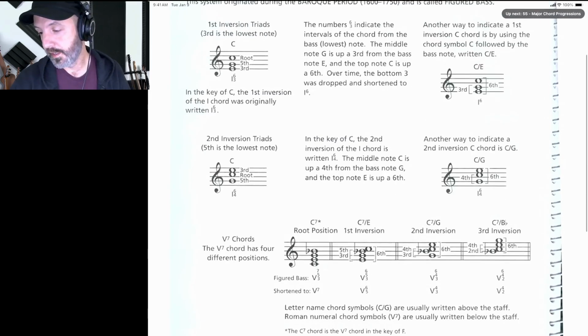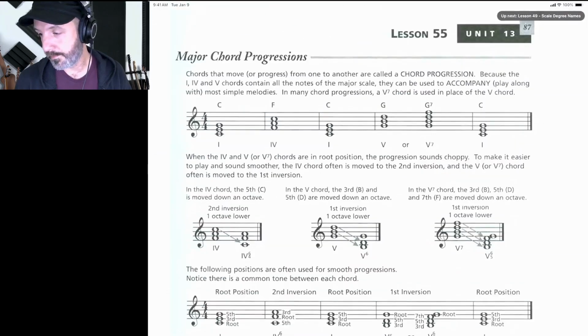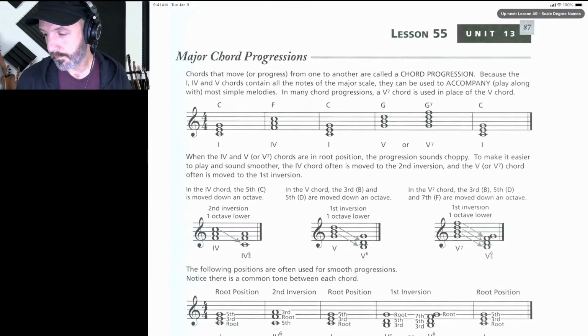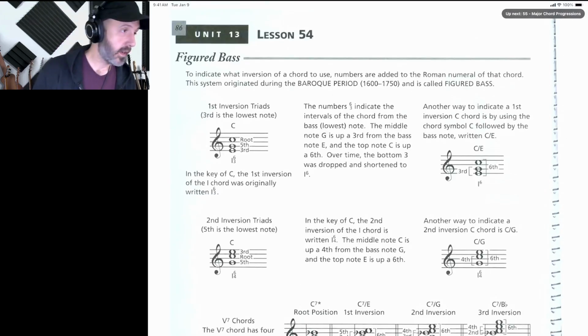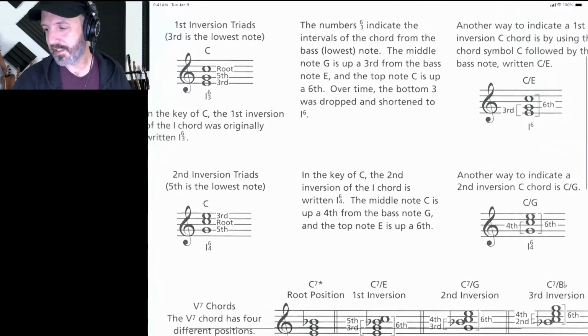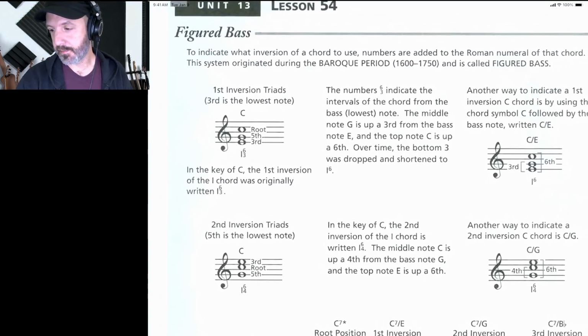Figured bass. Oh man, what a doozy. We're going to cover it anyways, just in case, because this stuff can seem intimidating at first until you really break it down. But it does take some time to get used to it.